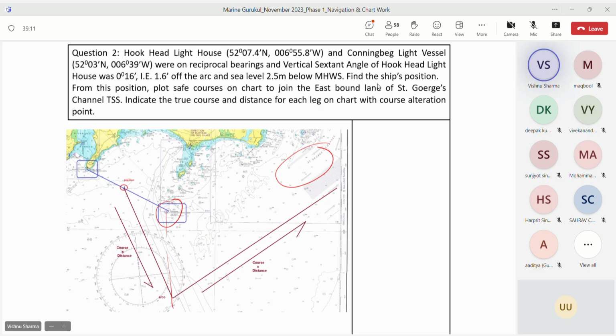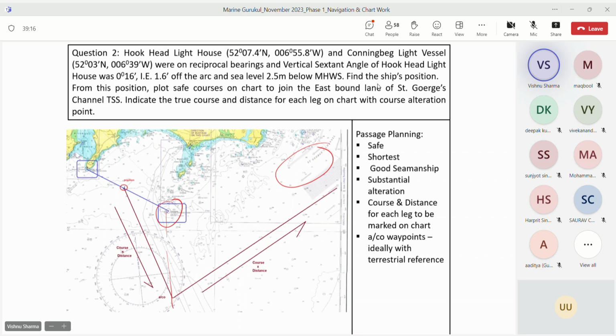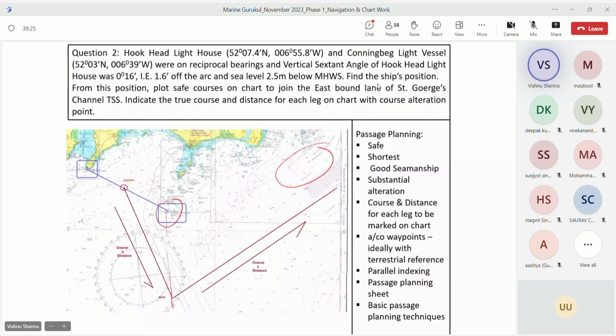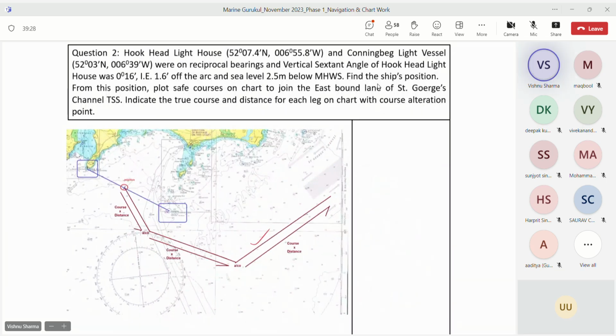Another master may say, no, I want to save some distance for whatever reason, and may do this instead. This is also fine. Nothing wrong with it. So whether somebody has this passage plan or that one, they are both good. I can't say one is wrong and the other is right. But if somebody does a passage plan like this, that is a poor display of seamanship.